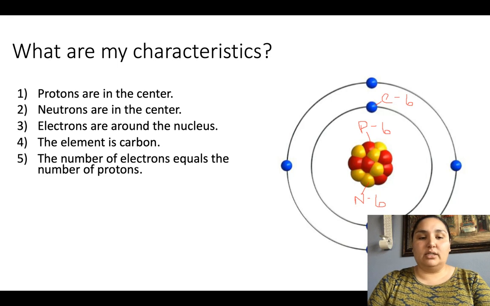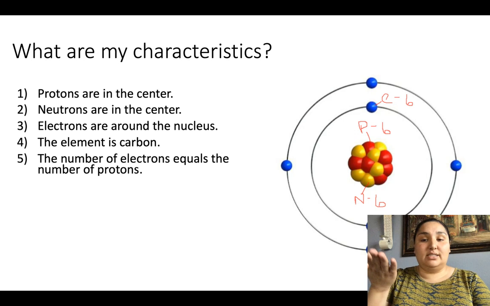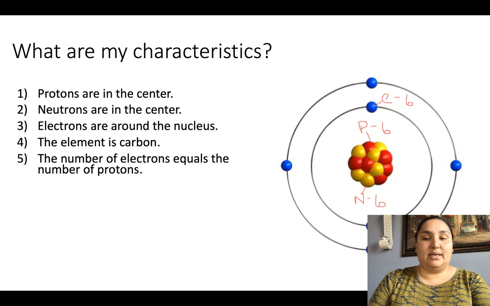The number of protons equals the number of electrons. Once again, protons and electrons are always equal. Why? Because protons are positive and electrons are negative, and I need to have that balance. The same number of pluses and the same number of negatives.